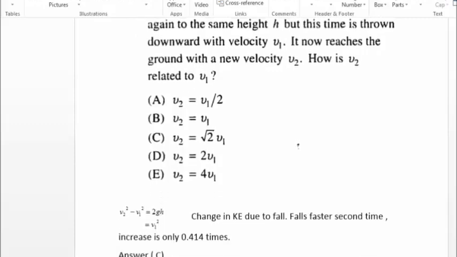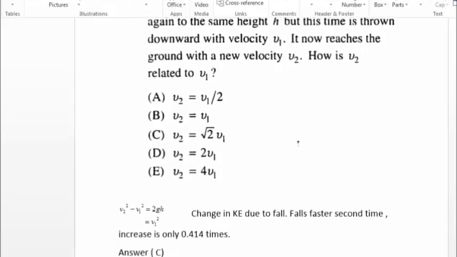So we will have v2 is equal to root 2 v1. The answer is C. That is, v2 is the new velocity. So half mv2 square is equal to mv1 square.